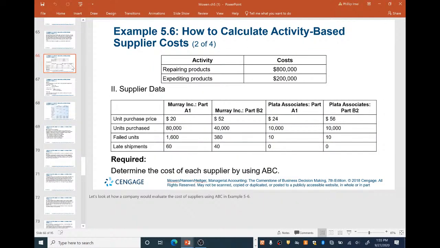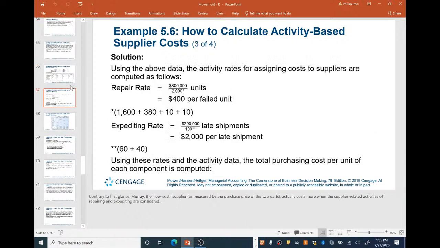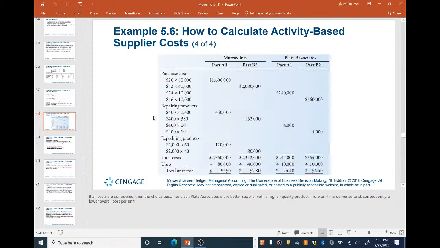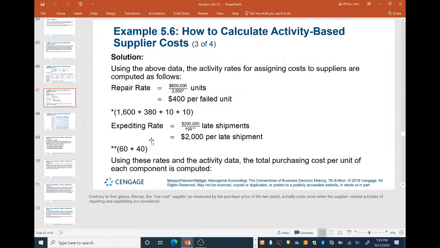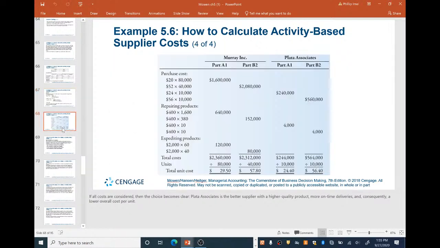Okay, repairing products. So once again, repairing products, this 400 right here is your repair rate, $400 per unit. So that's the 400 right here.